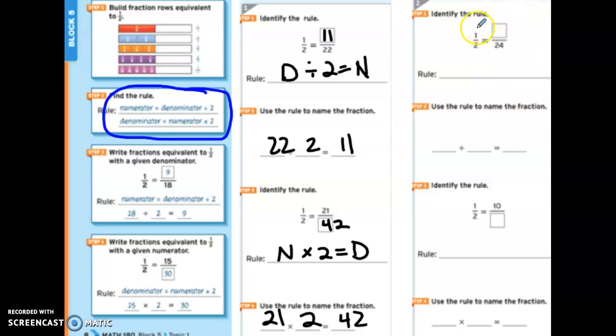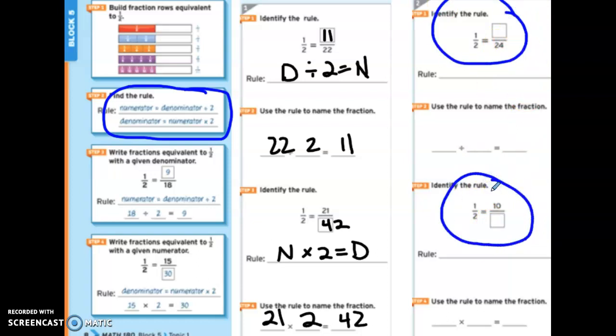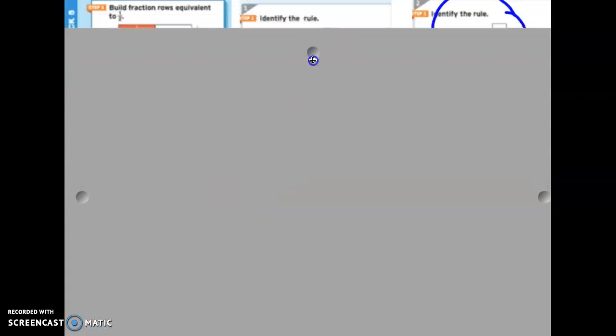So we're going to see 1/2 is how many 24ths, and we're going to see 1/2 is how many tenths. So if you would please, I'd like for you to write these two down and see if you can find that missing number. See if you can complete that equation. Then we'll come back and check it. Thanks. All right, so let's see how you did.